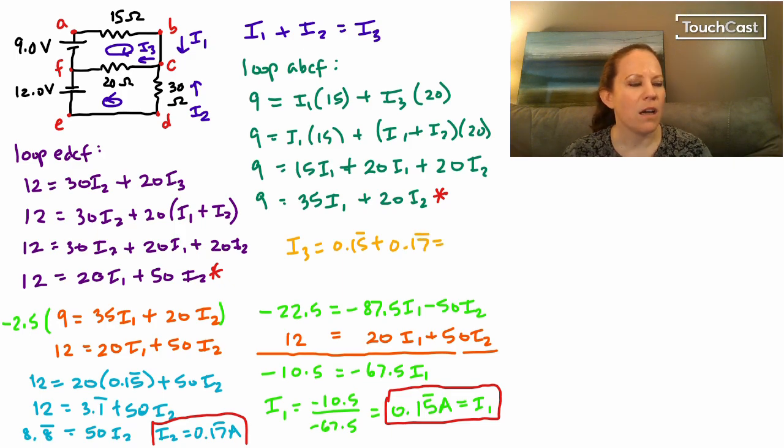And I get a value for I3 of 0.3 repeating decimal amperes. In fact, I actually want to lay that out just a little bit differently.